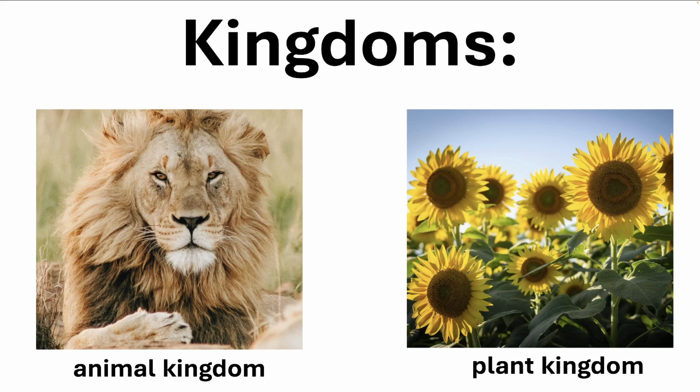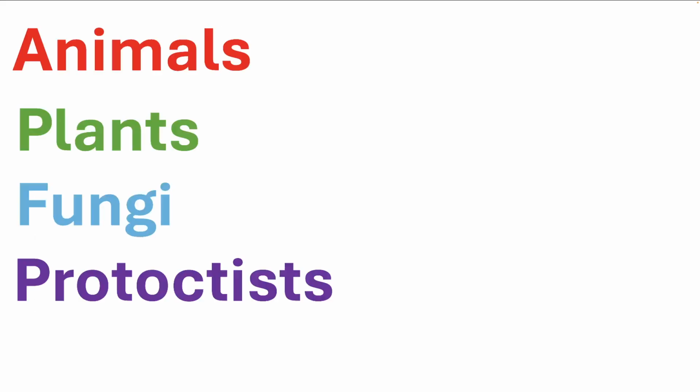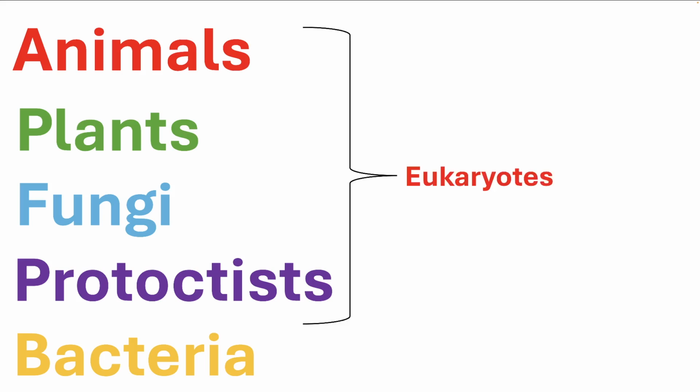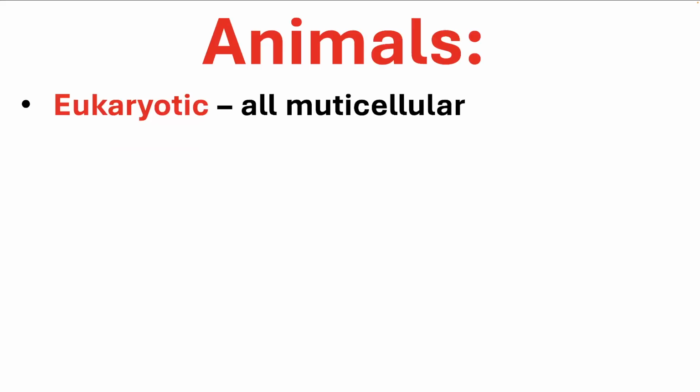So, what are these 5 kingdoms? They're plants, animals, fungi, protists, and bacteria. The first segment of the video here is going to be focused on the kingdoms of eukaryotic organisms, which are plants, animals, fungi, and protists. All of the organisms in these kingdoms are eukaryotes. Let's break all of these down, starting with animals.